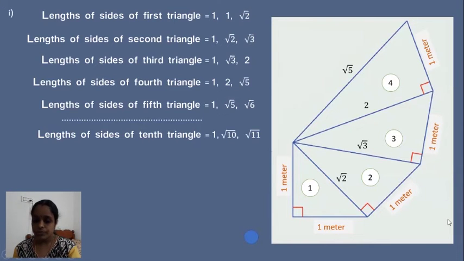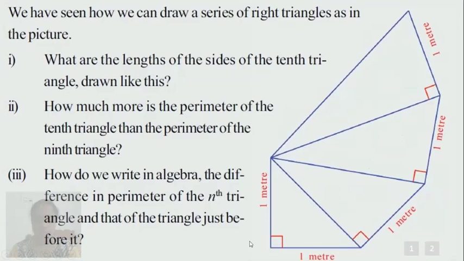Now we are going to find the answer of second question. So we go back to the question. The second question is, how much more is the perimeter of the 10th triangle than the perimeter of the 9th triangle?